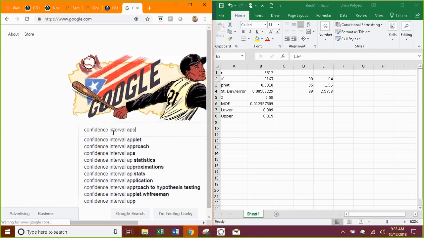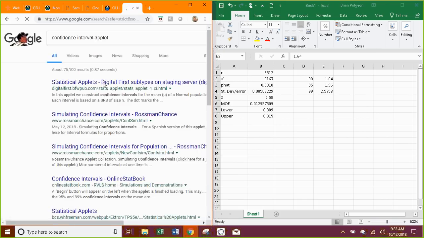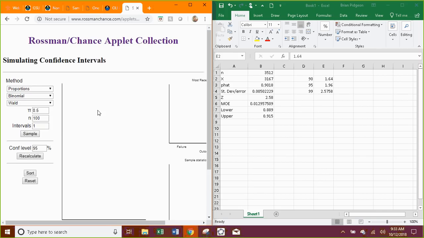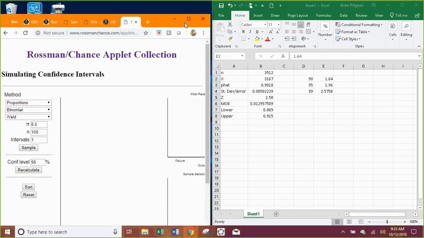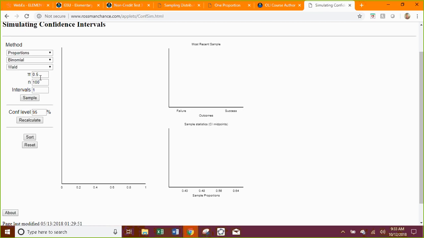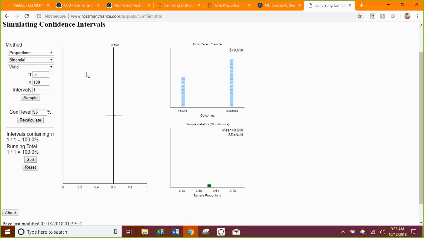I just want to show you a confidence interval calculator, or applet. Here we go. Simulating confidence intervals. Here's what our confidence interval is. So we can do proportions if we want to. We can specify our value of the population as 0.6. And let's just say the confidence level is 95. We're going to calculate one interval.